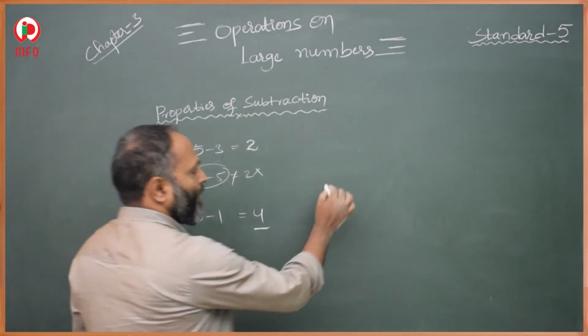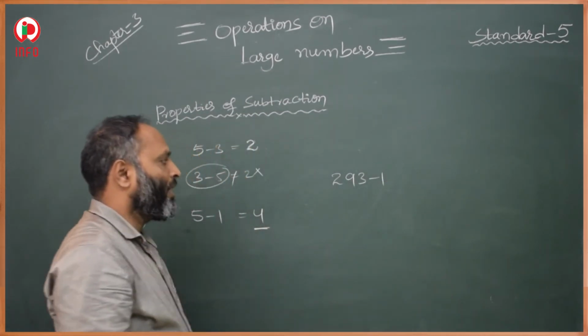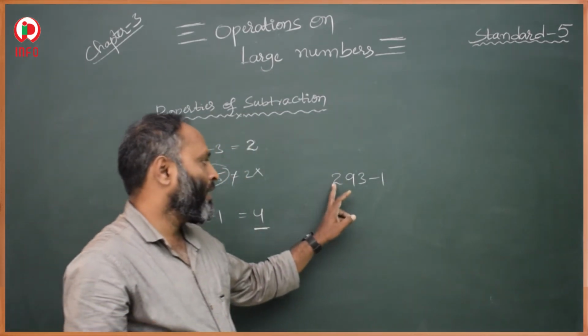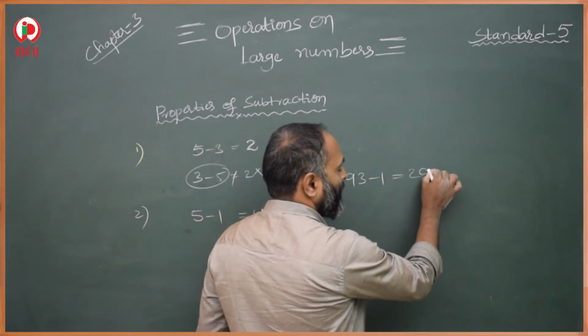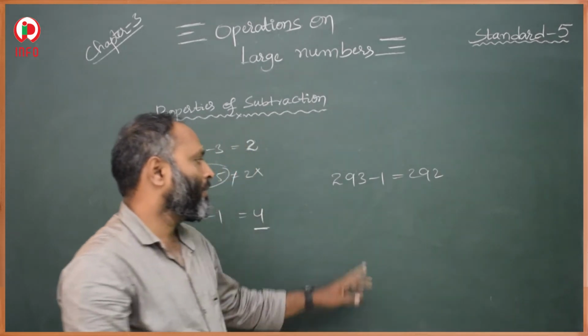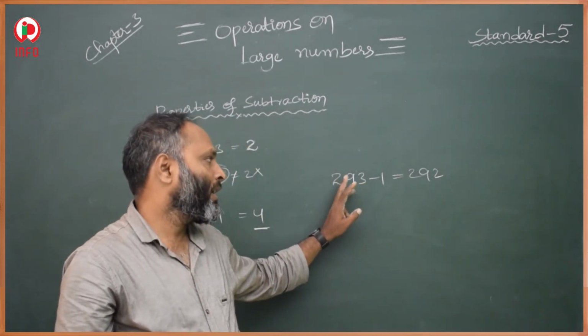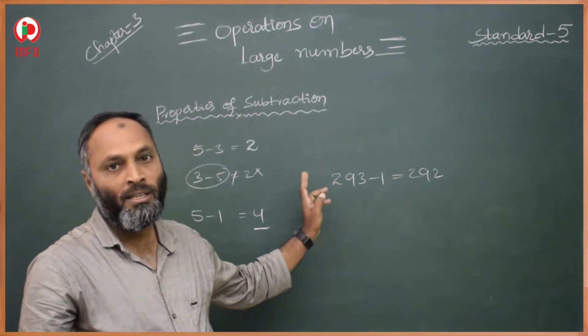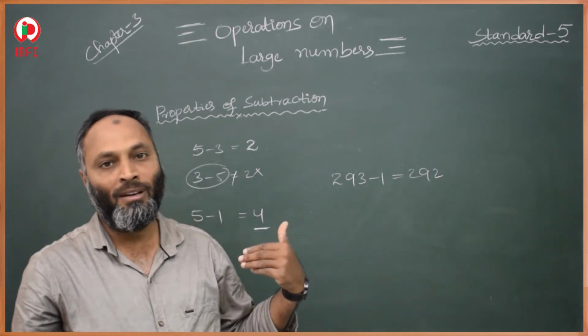In the same way, 293 minus 1. From 293, if we take minus 1, then what will we get? 292. This is the predecessor of 293. So if we subtract 1 from any number, then we will get the predecessor of that number.